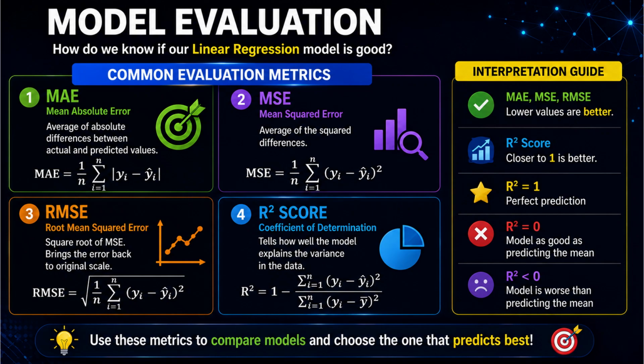So the interpretation guide is, for all the three squared differences, lower values are better. R squared closer to 1 is better, and R squared equal to 1 is perfect prediction. R squared equal to 0 means the model is as good as predicting the mean. If R squared is less than 0, then it is worse than predicting the mean.